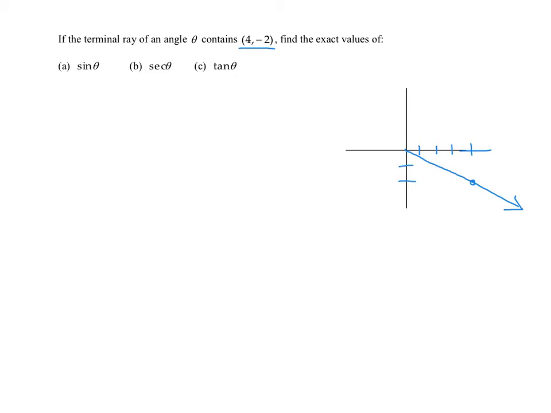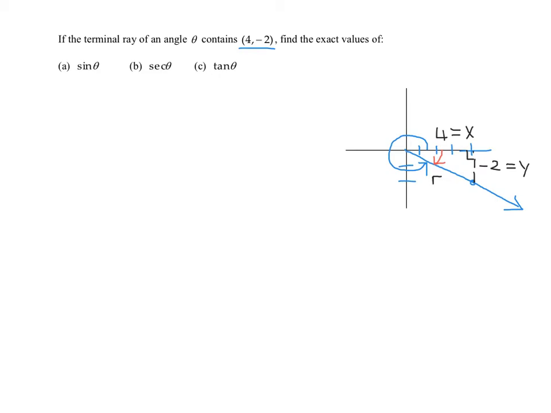So I don't know whether angle theta is a positive angle that rotated in this direction, or it could have been a negative angle that rotated in this direction. It doesn't matter. All I know is this point on the terminal side. So let me just sketch in my little right triangle there. I know my x distance is 4. My y distance is -2, so I know y is -2. I know x is 4. I need to know r, because once I know x, y, and r, I can find any trig function of that angle.